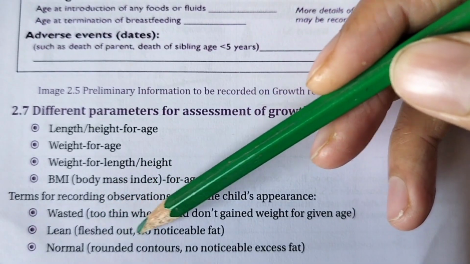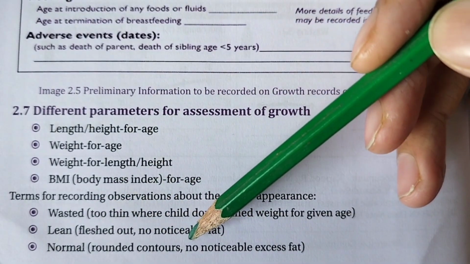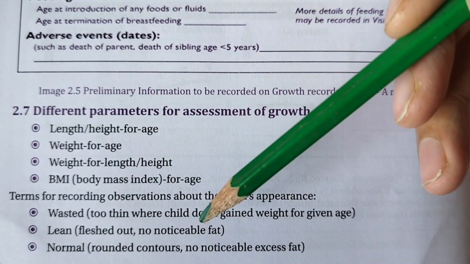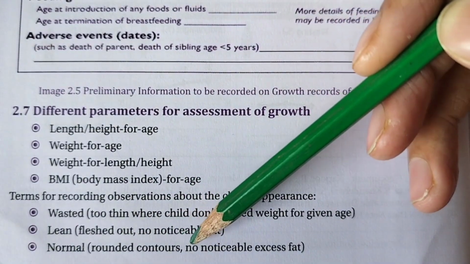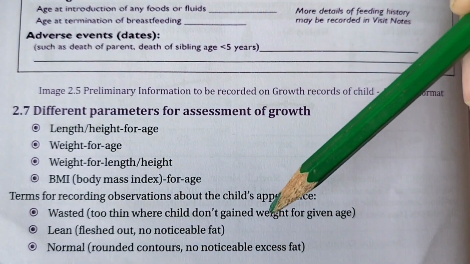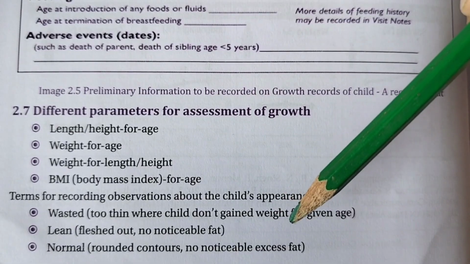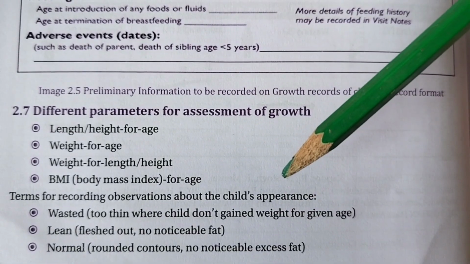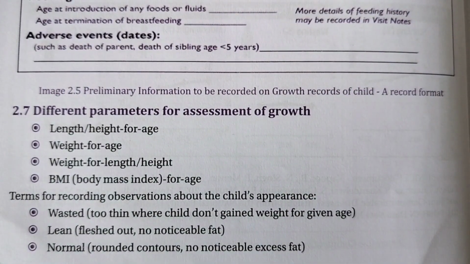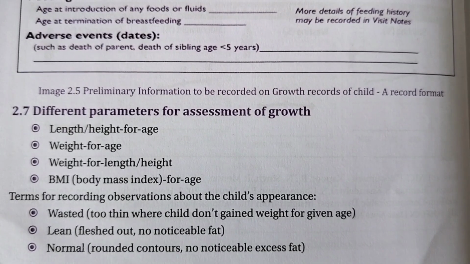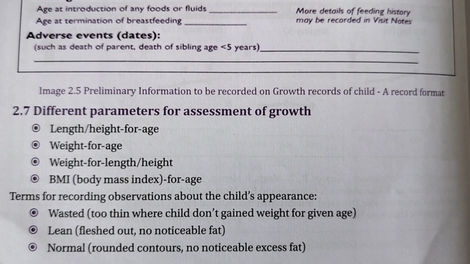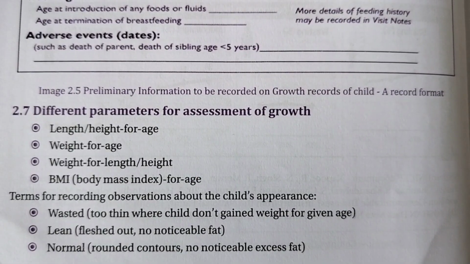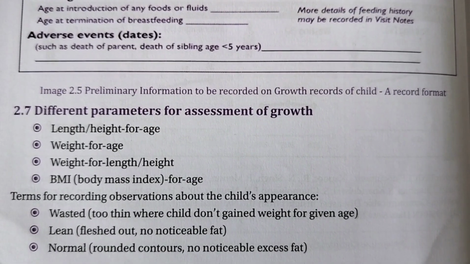Then lean: fleshed out, no noticeable fat. He has not grown fat on his body. Normal: rounded contours, no noticeable excess fat. These are the terms. Next, terms for heavy. Weight of the baby is sturdy, muscular. Overweight: noticeable fat is called overweight. Next is obese, that is, excess fat.